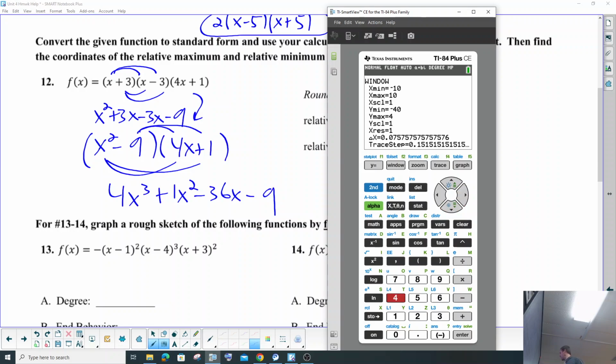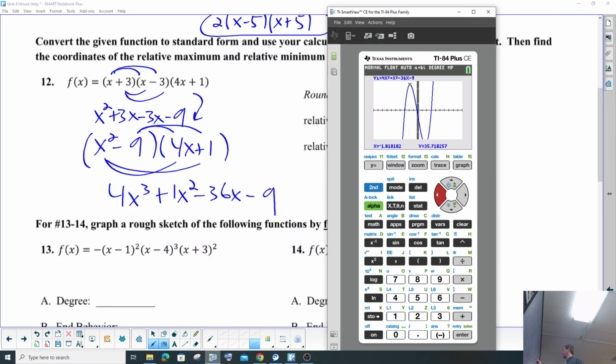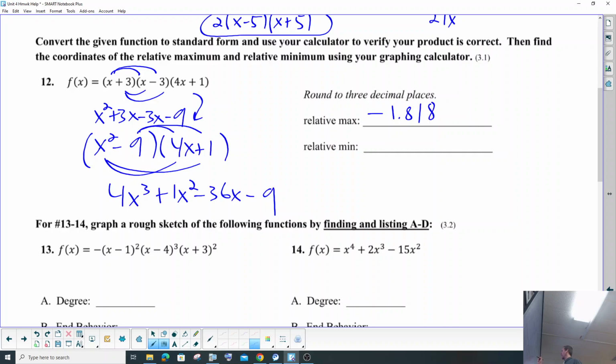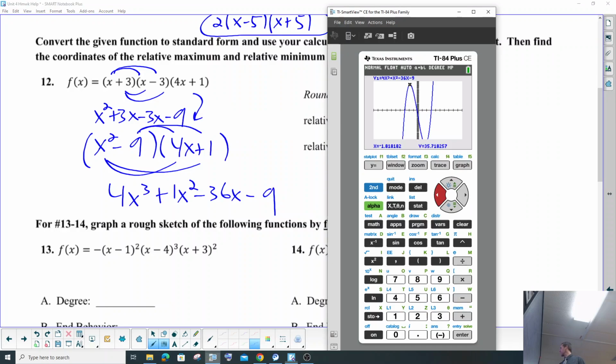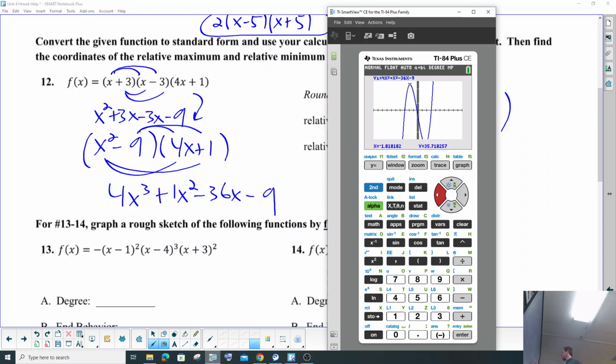Okay, so there we go. Thanks, guys. So there's our maximum. Our maximum was way up there, right? At about negative 1.81 and 35.7. So that's our maximum.